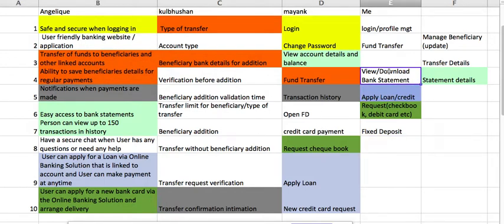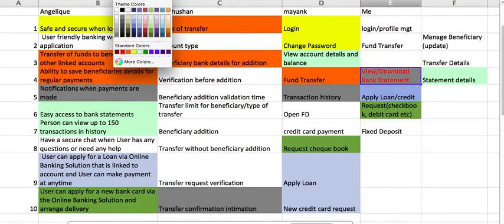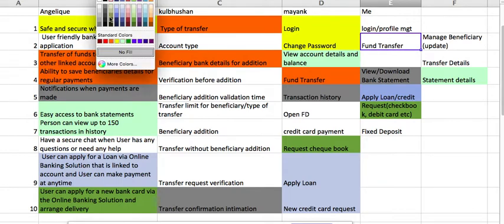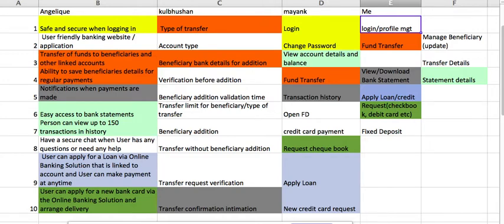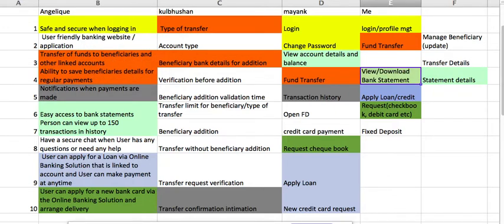Okay, and then you have view download statement, notification when payments are made, transfer confirmation. Okay, transaction history is a little bit of gray. Okay, now fund transfer, which is bright orange. You like bright colors. Okay, so if you see, I have taken care of all your requirements here. Actually this is a green color, the statement is supposed to be green. I don't know which color I used last. Okay, so this is where I'm mentioning statement and statement.